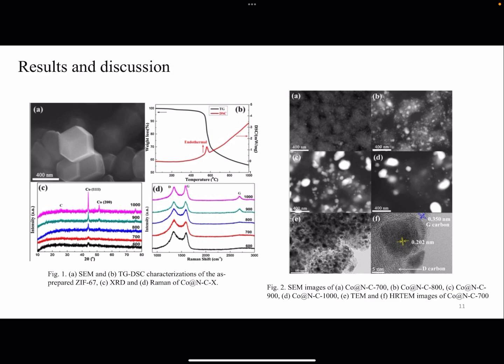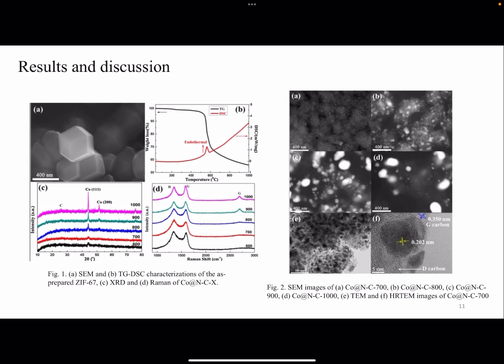And in terms of the carbon structure, Raman spectroscopy results in image D show that the Co@NC-700 sample has the highest ID/IG ratio. And this indicates a high concentration of disordered carbon and defects, which often correlates with better catalytic activity.